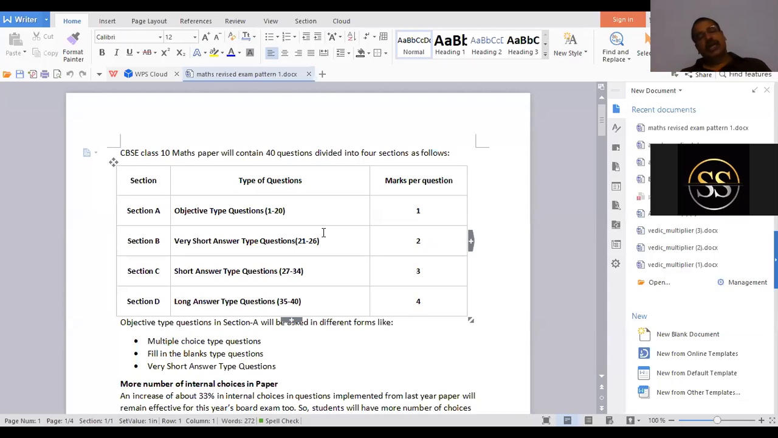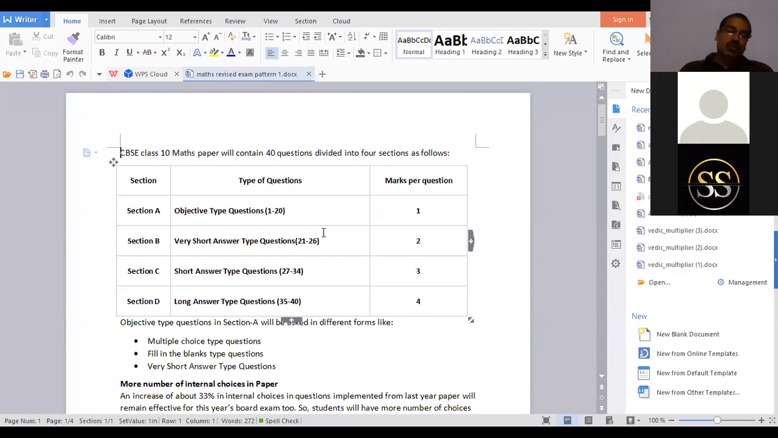Section C, short answer type, means 3 marks questions, 27 to 34. There also 8 questions will be there, 8 threes are 24. And Section D, long answer type, 35 to 40, means 6 questions will be there, 6 fours are 24. 24 plus 24, 48. 48 plus 12, 60. 60 plus 20, 80 marks.